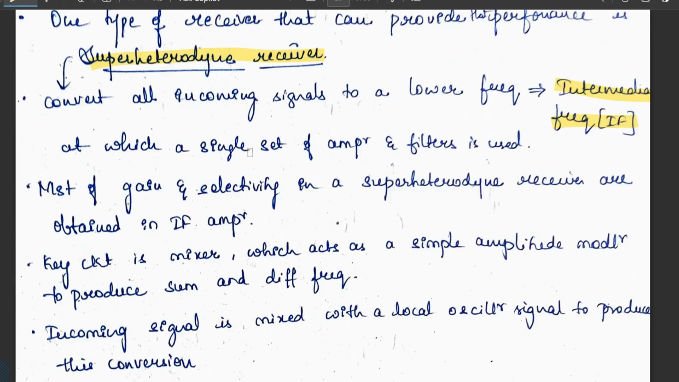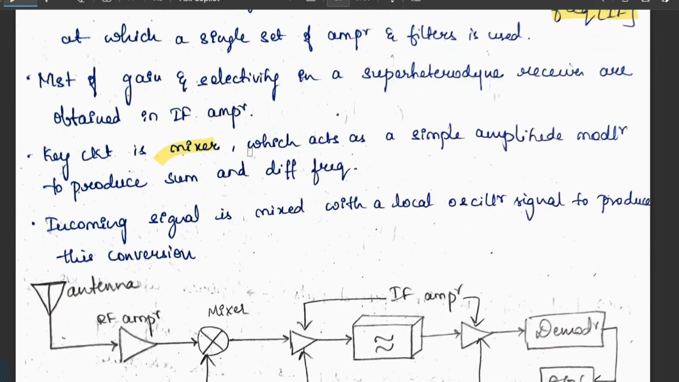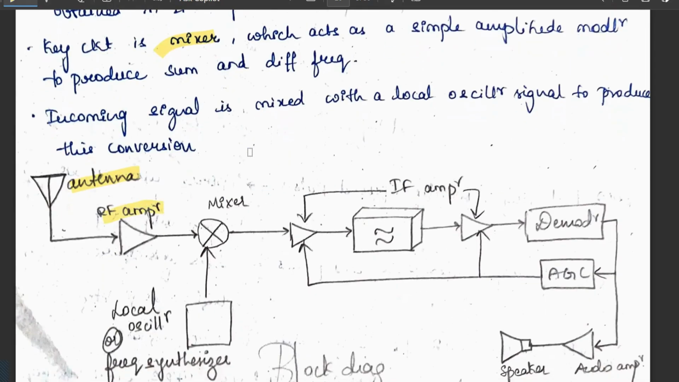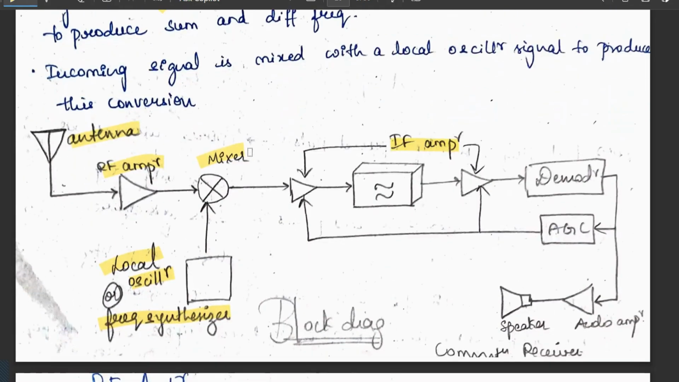The key circuit here is the mixer, which acts as a simple amplitude modulator to produce sum and difference frequencies. The incoming signal is mixed with a local oscillator signal to produce this conversion. We have the antenna and the incoming signal goes to the RF amplifier. We have a mixer which is fed with the local oscillator or the frequency synthesizer. That is sent to the IF amplifiers. After it gets amplified, it goes to the demodulator, where we also have AGC, and finally the audio output is sent to the speakers. This is called a communication receiver.